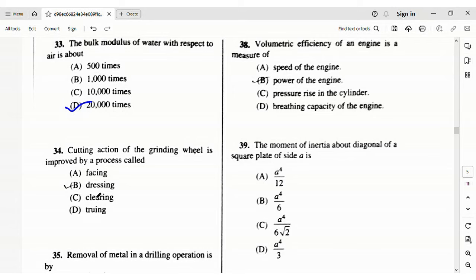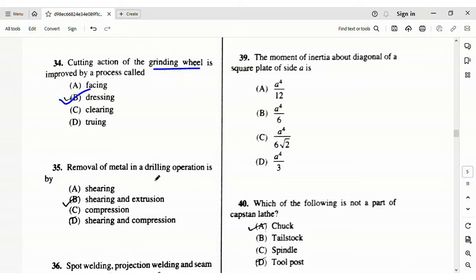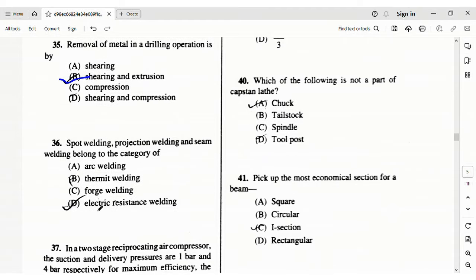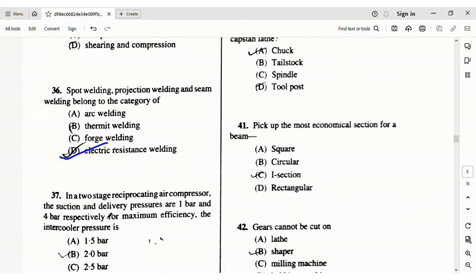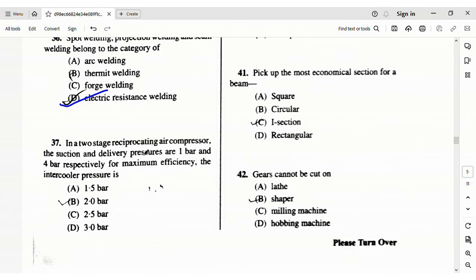Question number 34. Cutting action of the grinding wheel is improved by the process called. So in case of a grinding wheel, how to improve the cutting action? The answer will be dressing. Removal of metals in a drilling operation is by shearing and extrusion. Spot welding, projection welding, seam welding belong to the category of electric resistance welding. 37. In a two-stage reciprocating air compressor, the suction and delivery pressures are 1 bar and 4 bar respectively. For maximum efficiency, the intercooler pressure will be 2 bar.